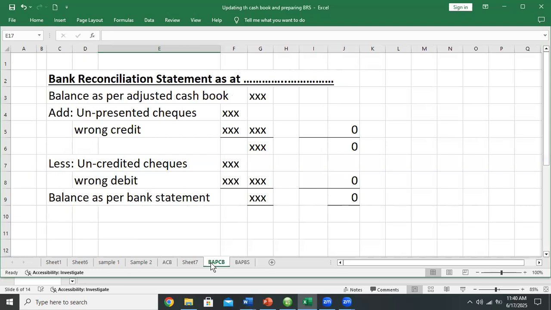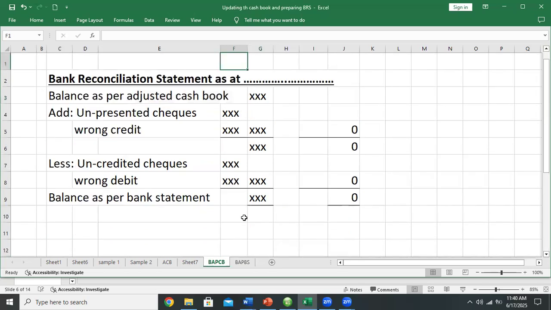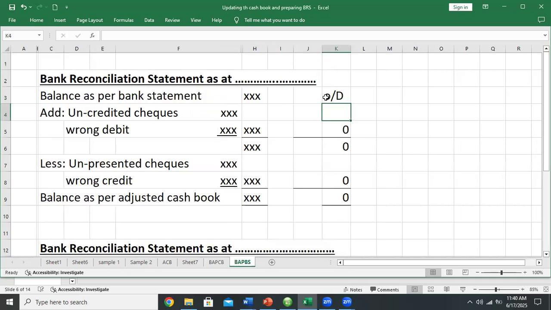If it is positive, again, you can decide to do your reconciliation by starting with the balance per the cash book, right? Or you can decide to start with the balance per the bank statement. Okay, so that one is your choice.